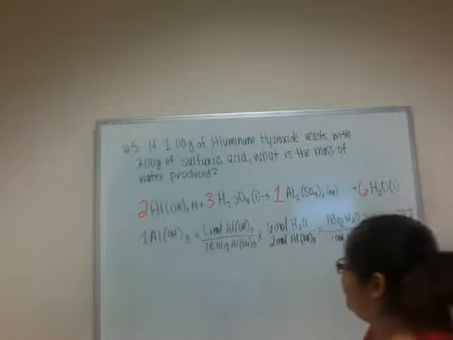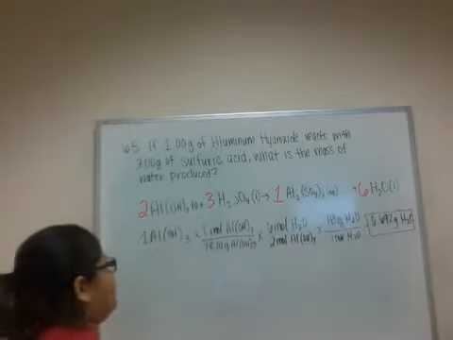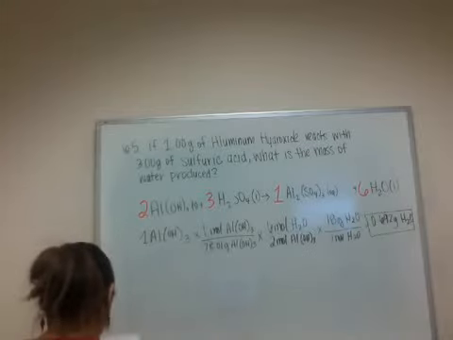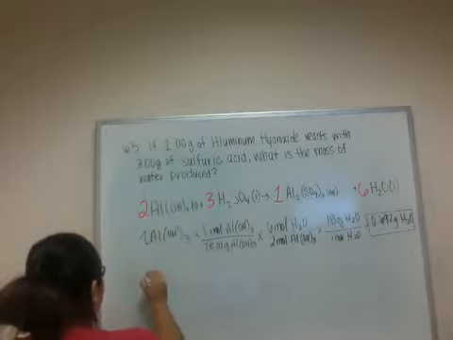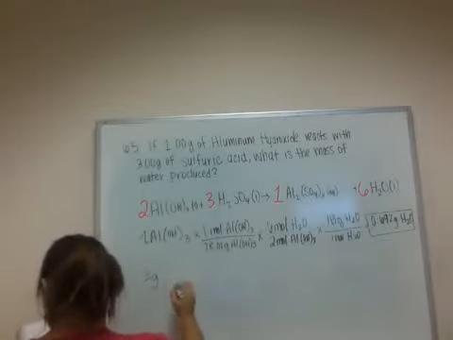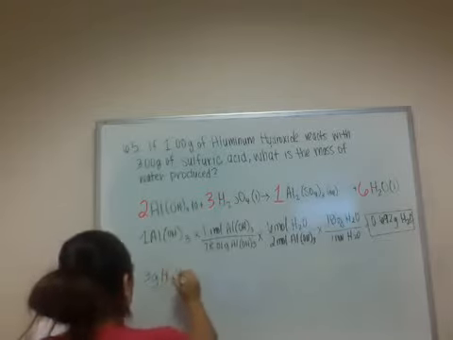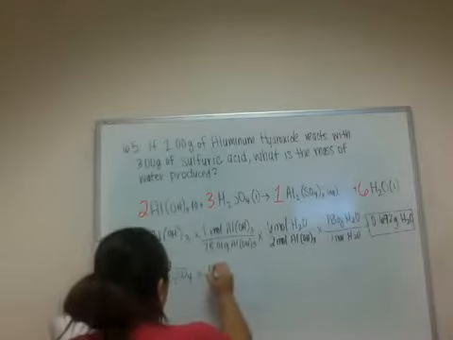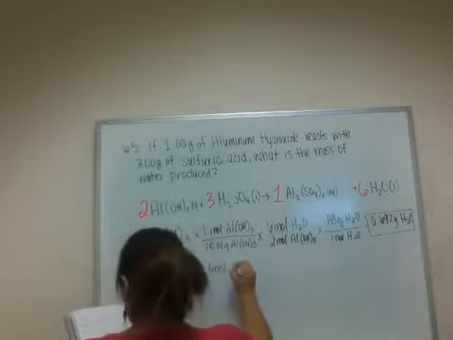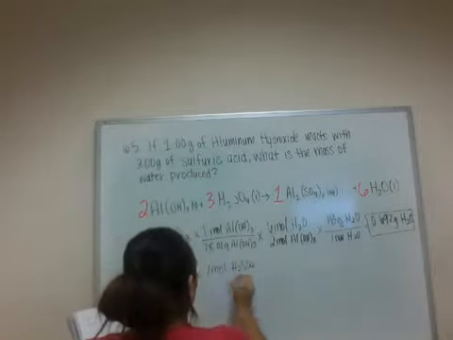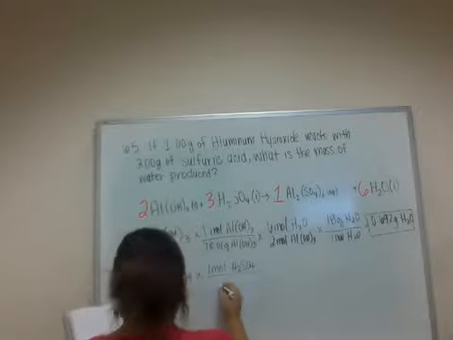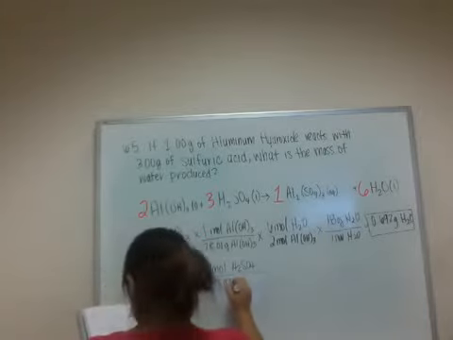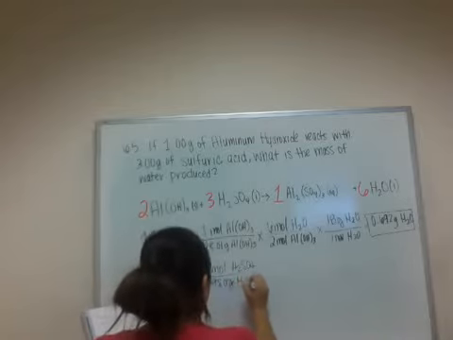Okay. Now, on to your second reactant, which is your 3 grams of sulfuric acid. So, sulfuric acid has 3 grams of H2SO4. You're going to times that by 1 mole of your H2SO4 over the mass of that molecule, which is 98.07 grams of H2SO4.